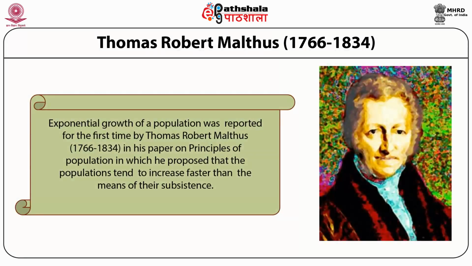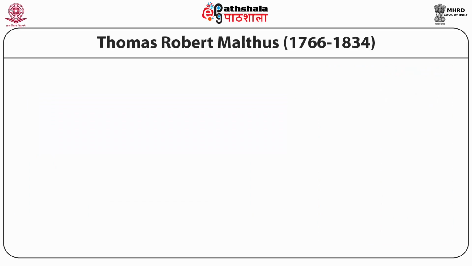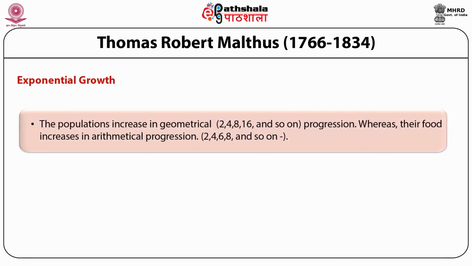Exponential growth of a population was reported for the first time by Thomas Robert Malthus, who lived from 1766 to 1834, in his paper on principles of population, in which he proposed that populations tend to increase faster than the means of their subsistence. Populations increase in a geometrical pattern like 2, 4, 8 and 16, whereas food increases in an arithmetical progression like 2, 4, 6, 8 and so on.